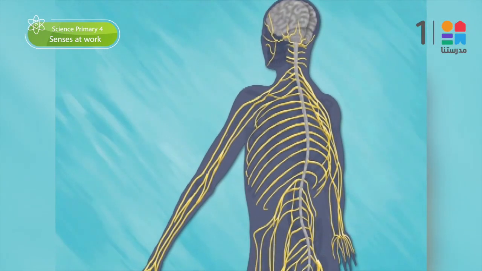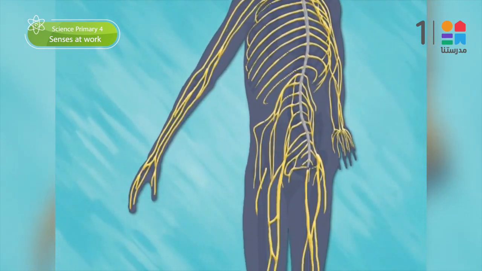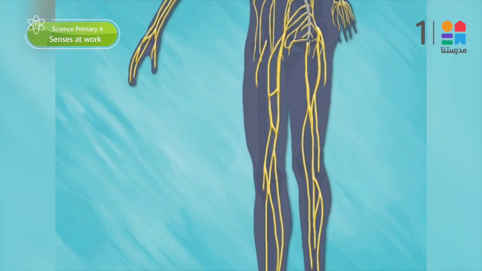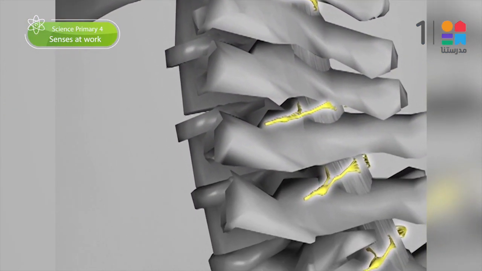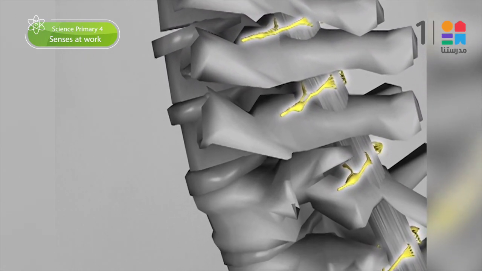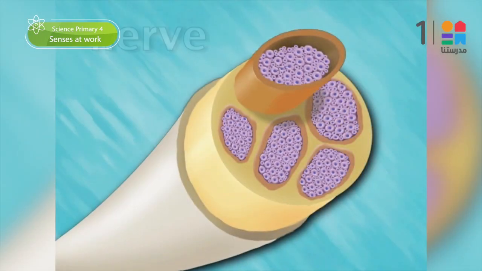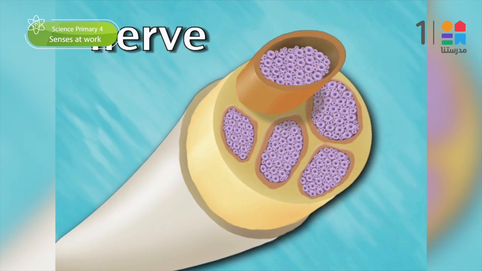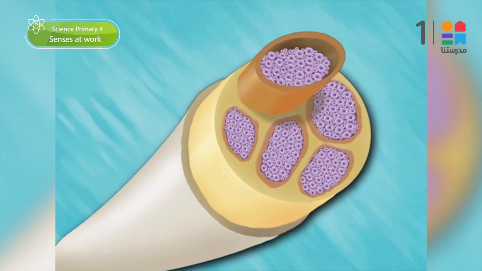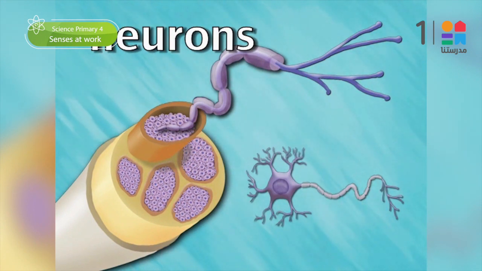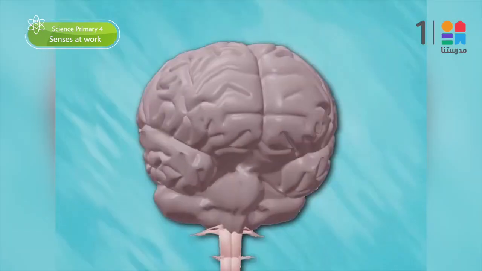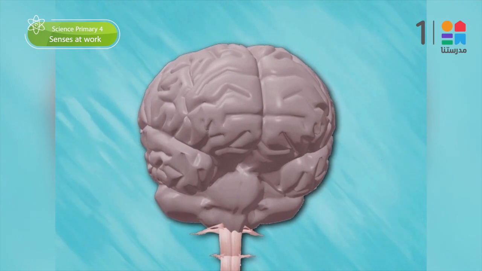The peripheral nervous system consists of all the nerves that come out from the brain and the spinal cord. 31 pairs of spinal nerves branch out between the vertebrae to go to all the other parts of your body. But what is a nerve? A nerve is a bundle of nerve cells. Nerve cells, or neurons, are the basic unit of the entire nervous system. Your brain is made up of billions of neurons.